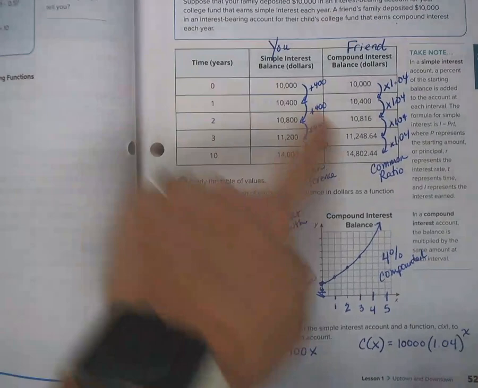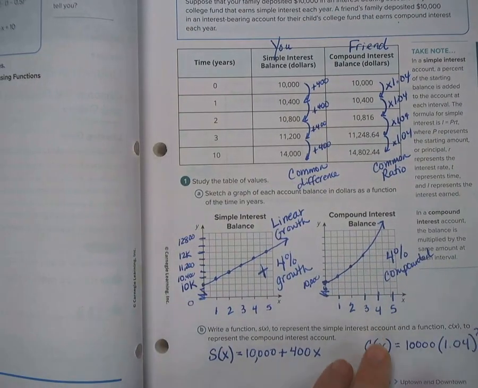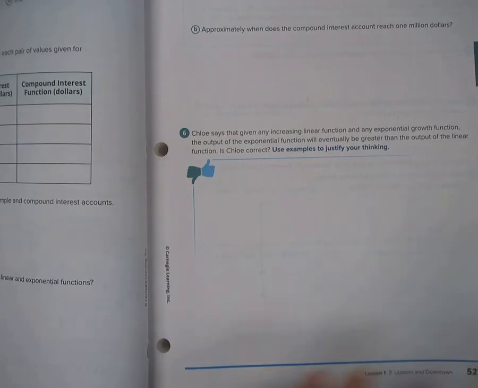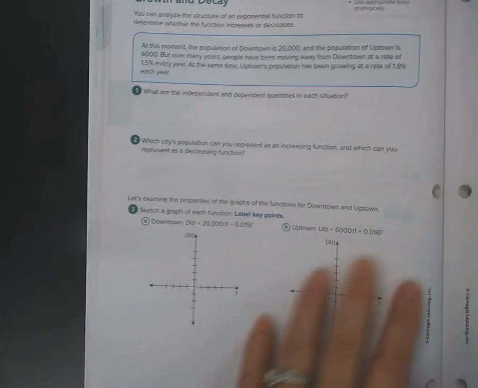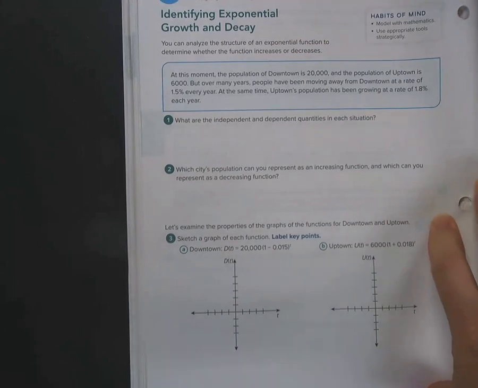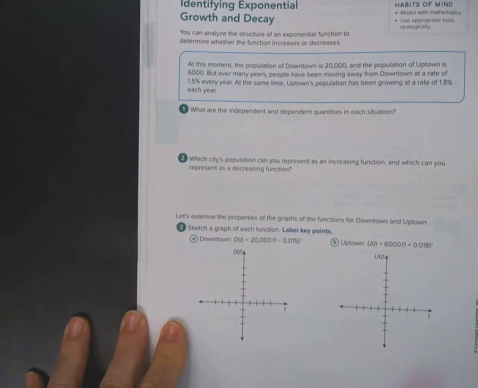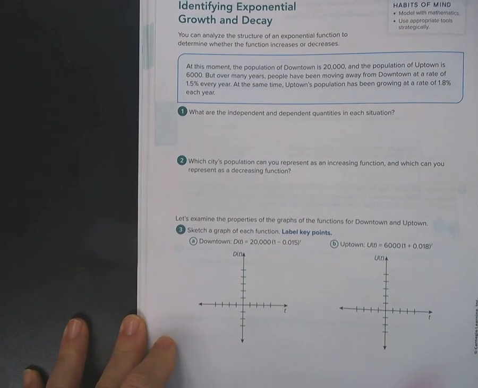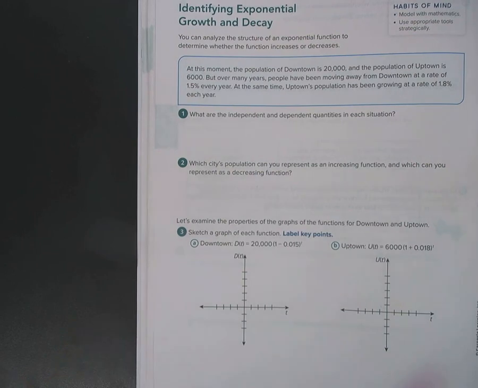Okay, so we're going to rip out page 525, and this is going to go into your notebook as an overview of simple and compound interest. Okay, now we're on page 528. And we're going to continue to apply simple and compound interest growth and decay, but this time we're going to be looking at a population.